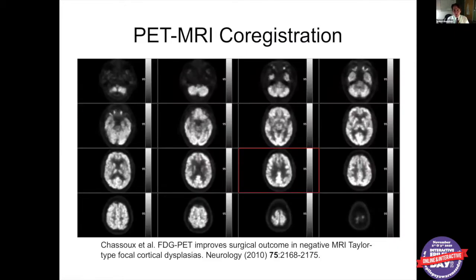But how do you read these things? They're really hard. And in this particular image, the one that's outlined right here, there's a very subtle possible lack of metabolism there. And by the way, we don't know why metabolism is decreased in places where seizures come from.